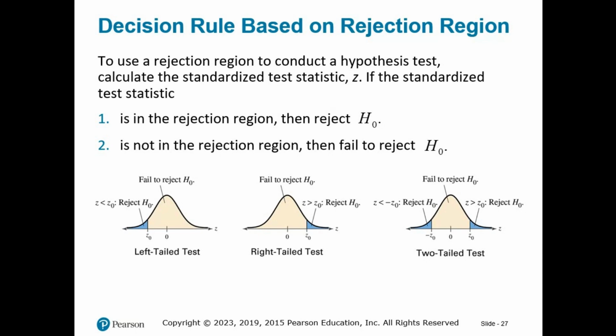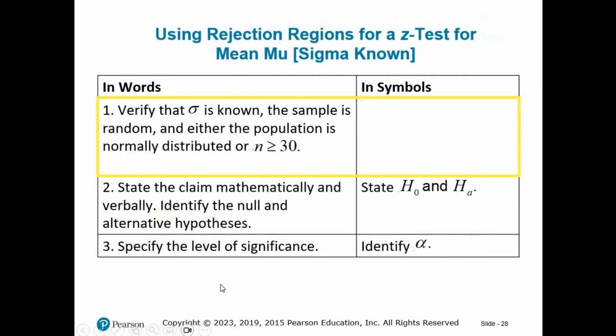You can see on these graphs what we mean. Every result that is within the shaded region results in rejecting the null hypothesis. If it falls in the tan area, or outside the rejection region, we fail to reject the null hypothesis. Okay, so let's go over in words and symbols how we do this. First, we need to make sure conditions are met. Is sigma known? Have they given us population standard deviation? Is the sample random? And is either the population normally distributed or is the sample at least 30 in size? If all of these check out, we can apply the theorem and approximate this normally.